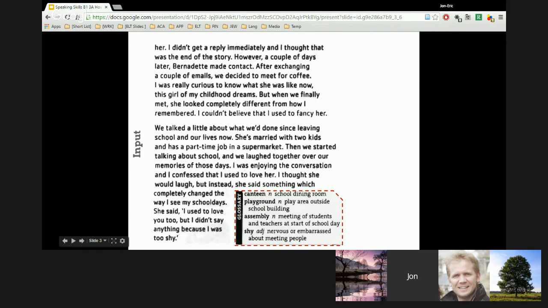Okay. He doesn't actually say how she looked. We just have to guess. But it must not have been too good because I couldn't believe I used to fancy her.